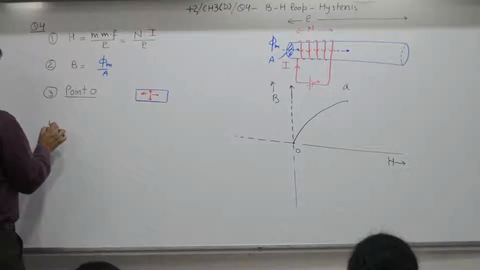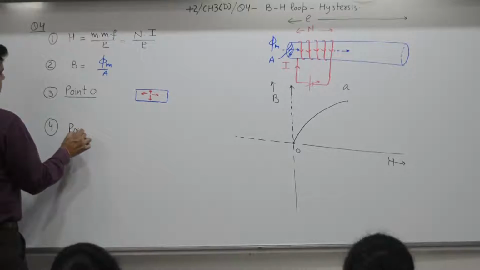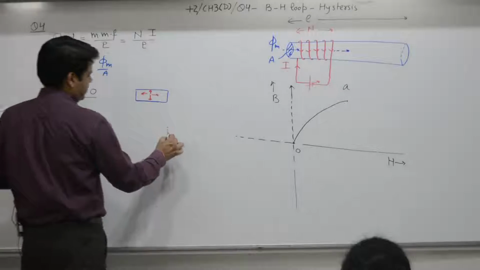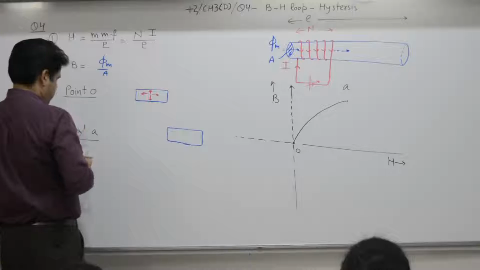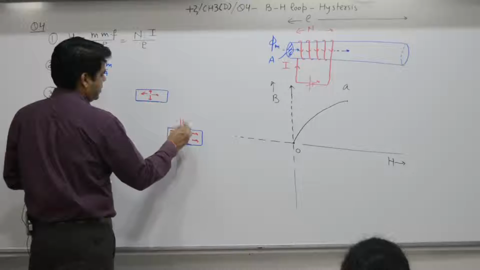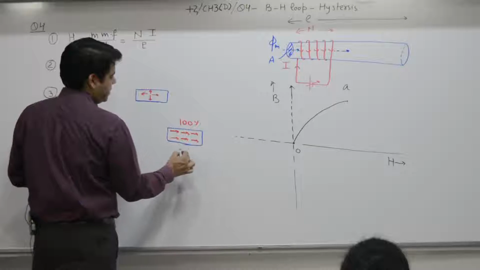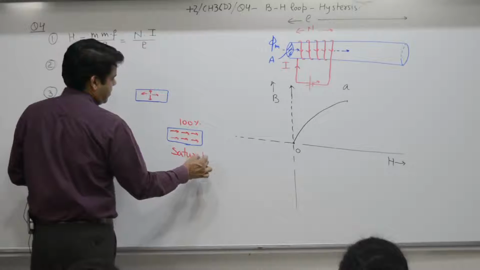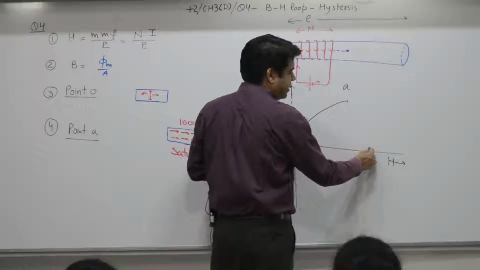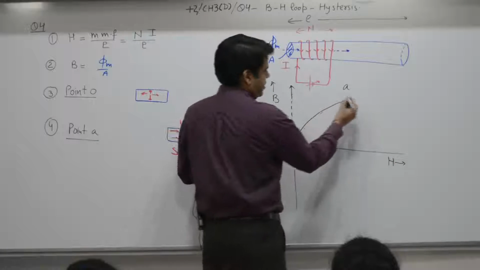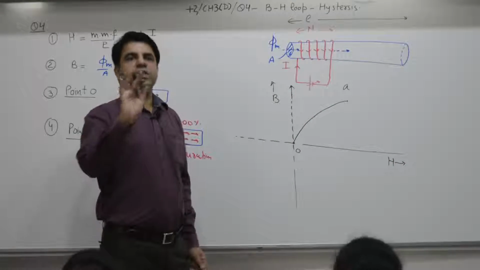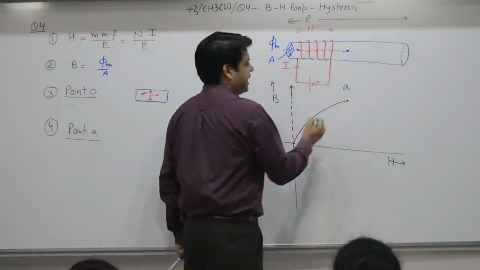All magnetic dipole moments are aligned. That means at point A, it is like this. All are aligned, 100% orientation. You also call this saturation. If you try a further increase in current in the lab, the graph will be almost parallel to H. So we won't proceed after this point. We will come to this A only.